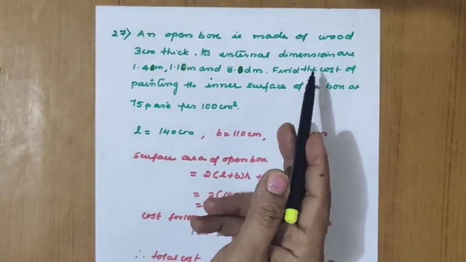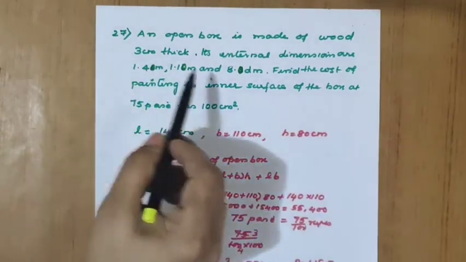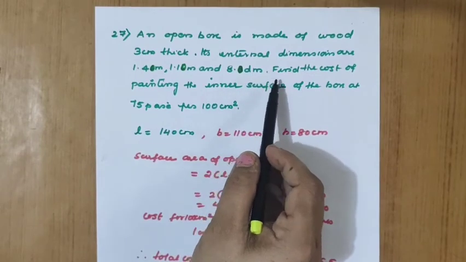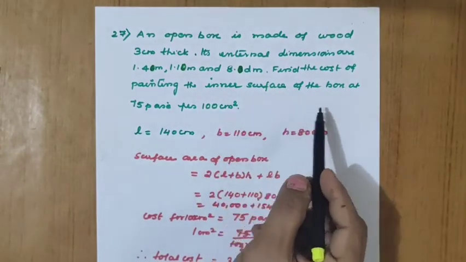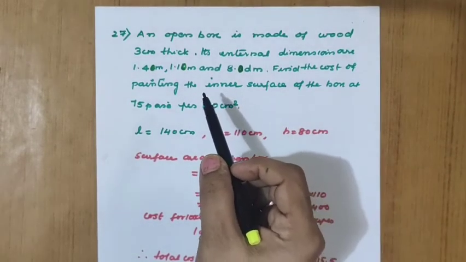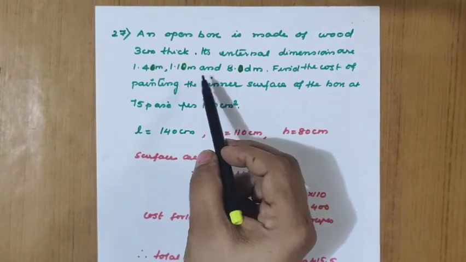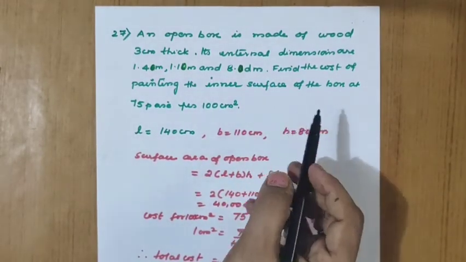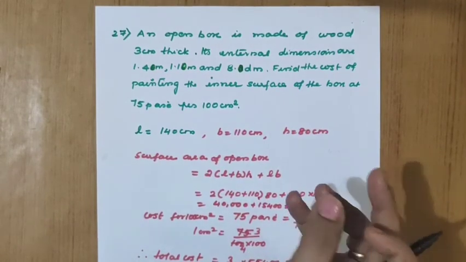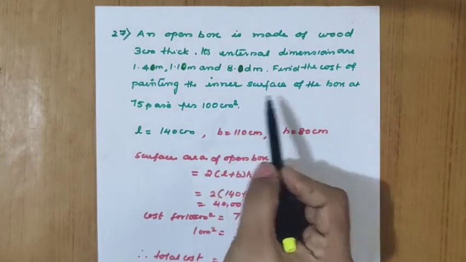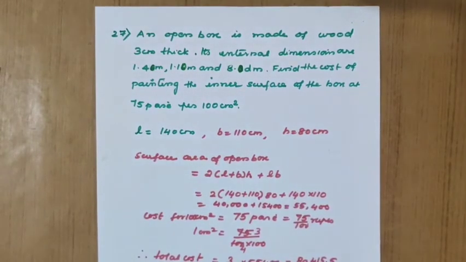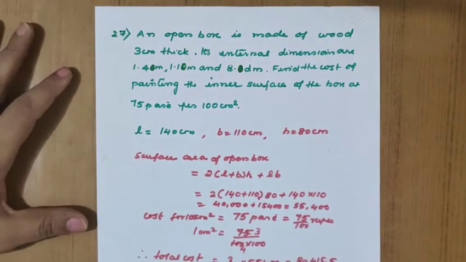7. An open box is made of wood 3 cm thickness. Its internal dimensions are 1.40 meter, 1.10 meter, 8.0 decimeter. Find the cost of painting the inner surface of the box at 75 paisa per 100 centimeter square. Here two units are given in meter and one is in decimeter. So we have to make them uniform, either in centimeter, meter or decimeter. But if you read the second part of the question, it is 75 paisa per 100 centimeter square only. So we are making all the units in centimeter.